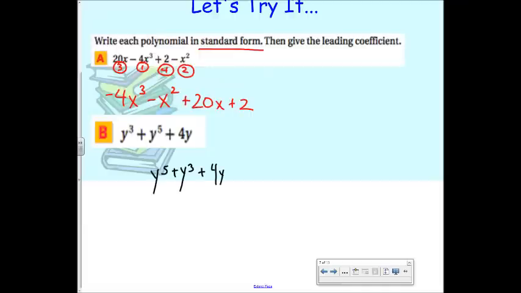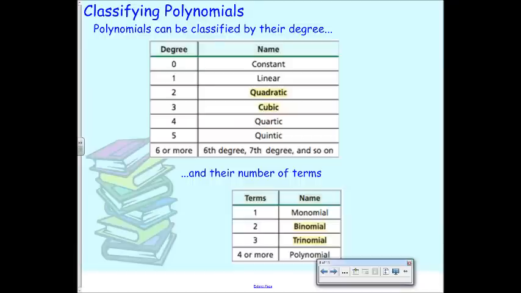Okay. When we're classifying polynomials, we can classify them two ways. We can classify them by their degree, and we can classify them by their number of terms. So number of terms, there's only 4 things you need to know. It's either a monomial, binomial, trinomial, or polynomial, because poly means many, so it covers anything 4 and above. Bi means 2, so binomial is 2. Tri means 3, so trinomial is 3. Okay? If we're classifying them by their degree, these are the words that you need to know.